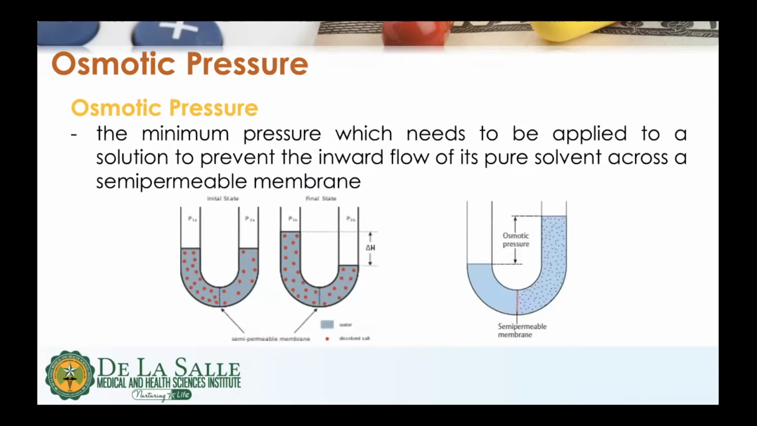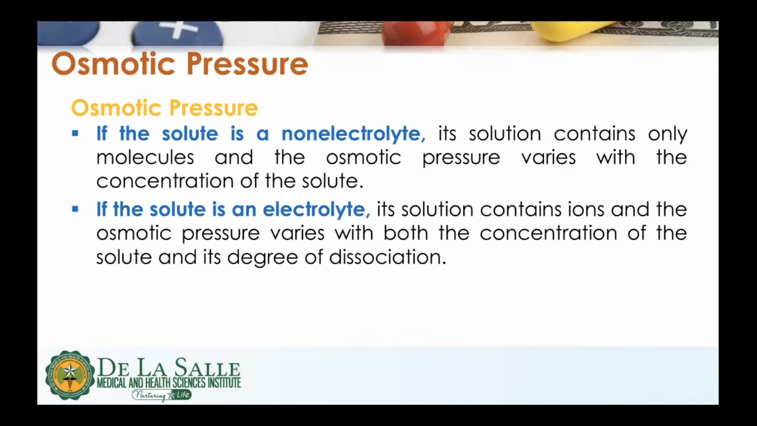The minimum pressure which needs to be applied to a solution to prevent the inward flow of pure solvent across a semi-permeable membrane is called the osmotic pressure. As previously mentioned, the osmotic pressure is one of the colligative properties of solutions. It does not depend on the chemical identity of the solute, but rather it depends on the number of solute particles in relation with the solvent molecules. One consideration, however, in determining the colligative properties is recognizing whether the solute is an electrolyte or a non-electrolyte.